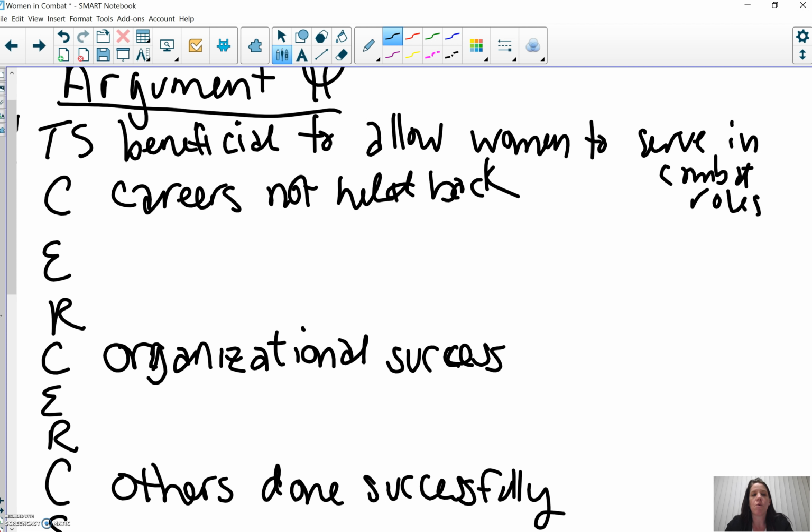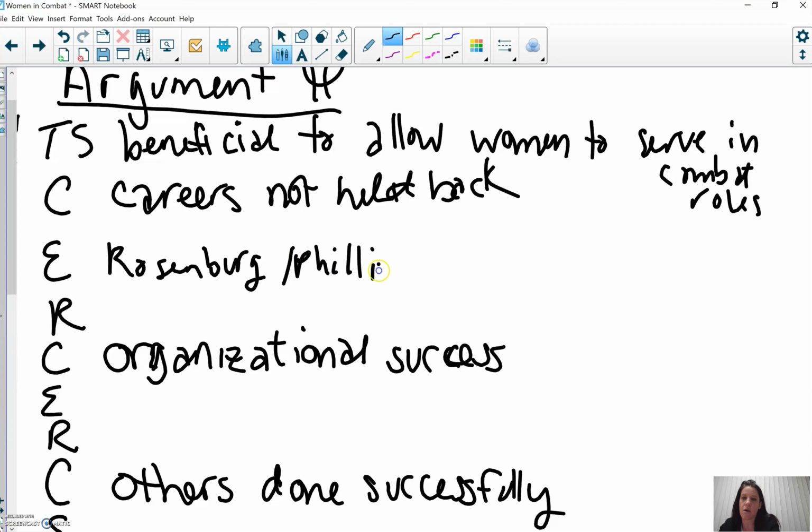So when I look at my whys, my claims, I need to find evidence from the article. And I don't want to write out the whole evidence right now. I just want to get it down so that I have a clear organizational pattern here. So when I look at this, that the careers not being held back, it's the Rosenberg and Phillips article who write about this. It's towards the bottom of that first page. So I'm just going to write that. I'm going to write what it's about, crucial to job advancement. I'm going to write who wrote the article.